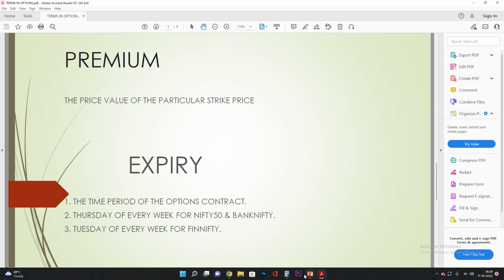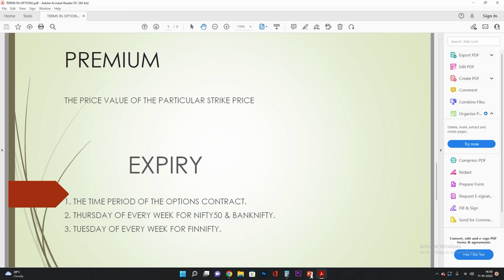This expiry is very important. So what is expiry? The contract that you buy has a time period. Usually the time period for options contract for Bank Nifty and the Nifty 50 will be Thursday of every week. In case of a national holiday, then the expiry will be the Wednesday, the day before the holiday. And for Nifty, the expiry day was Tuesday of every week.